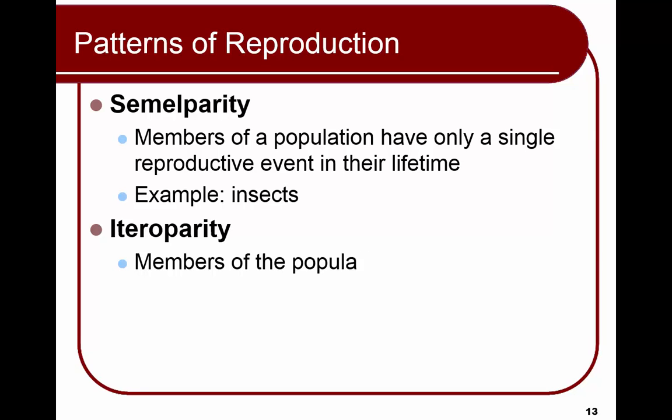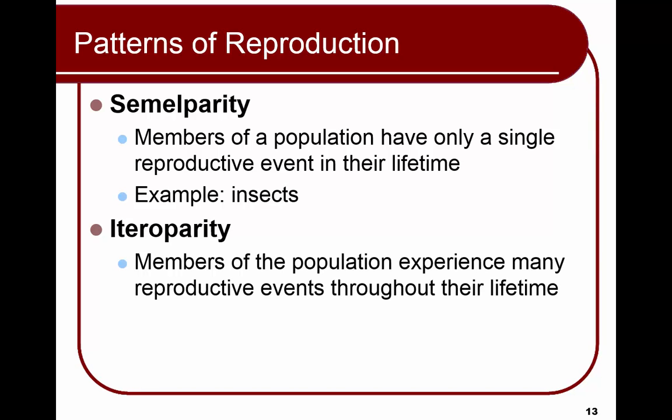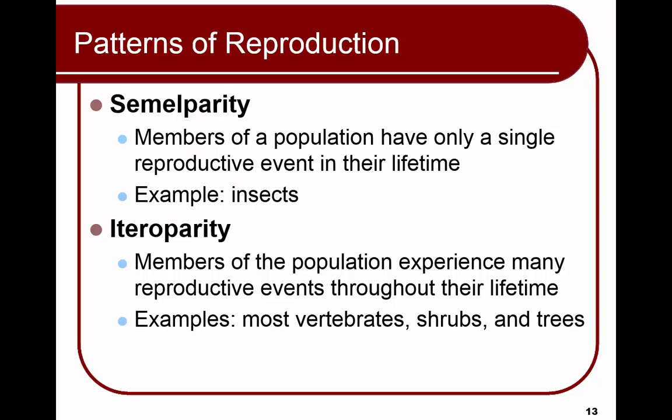Iteroparity is where the individuals in the population have many reproductive events in their lifetime, like most of the vertebrates, including humans, shrubs, trees. We have babies, babies, babies, or offspring, offspring, and offspring.